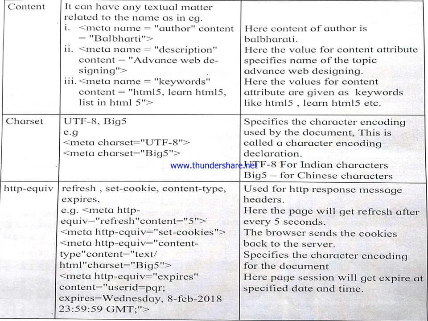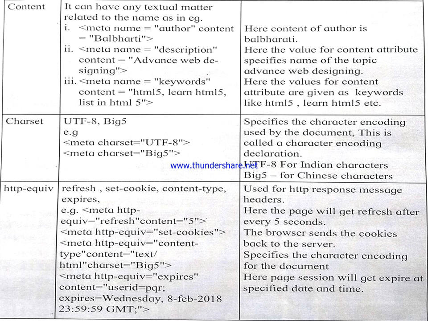So straightforward, it is clear that the author is Bal Bharti. Now the next example, meta name equal to description. Here the first attribute, that is name, takes the value description. As we know that the author is Bal Bharti, it has the description, that is content, advanced web designing. So this is the topic name.